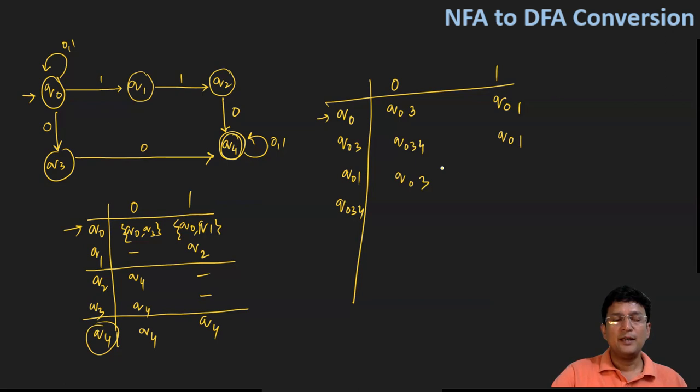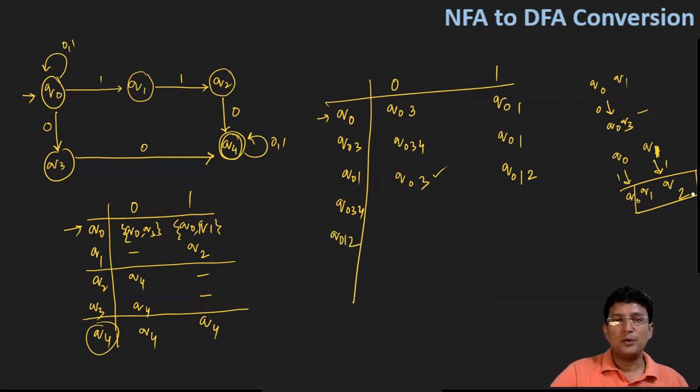So Q01 on getting symbol 1 will go to Q0, Q1, Q2. Let's see here. Q0 and Q1. On 0, it goes to Q0, Q3, and Q1 is undefined. So Q0, Q3 is the transition that we have written here. Now Q0 on getting a symbol 1 goes to Q0, Q1, and Q1 on getting a symbol 1 goes to Q2. So this will be the union of these three, meaning Q0, Q1, Q2. So I have written it here as Q0, 1, 2. Now Q0, 3, 4.